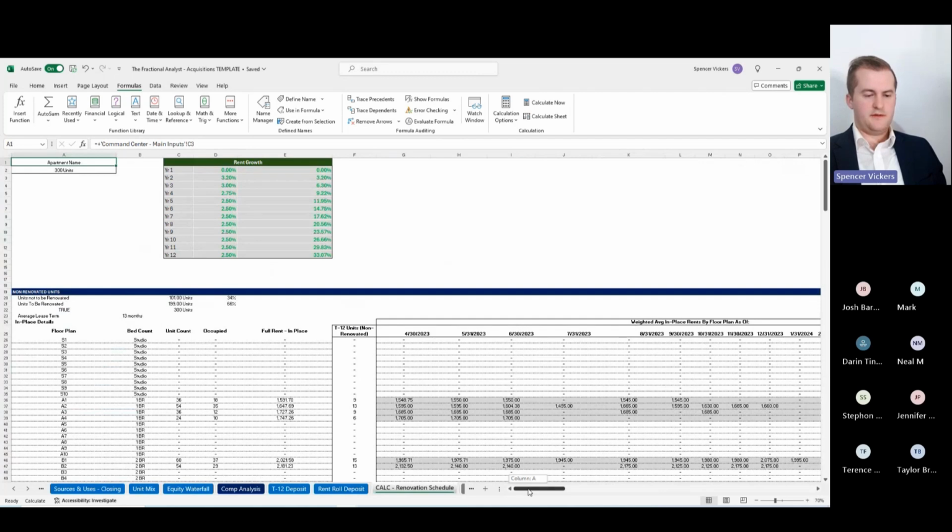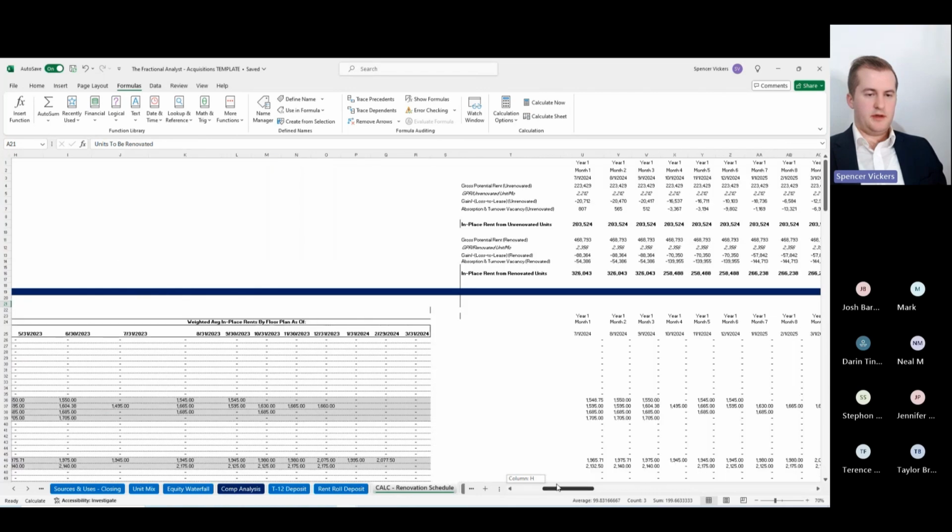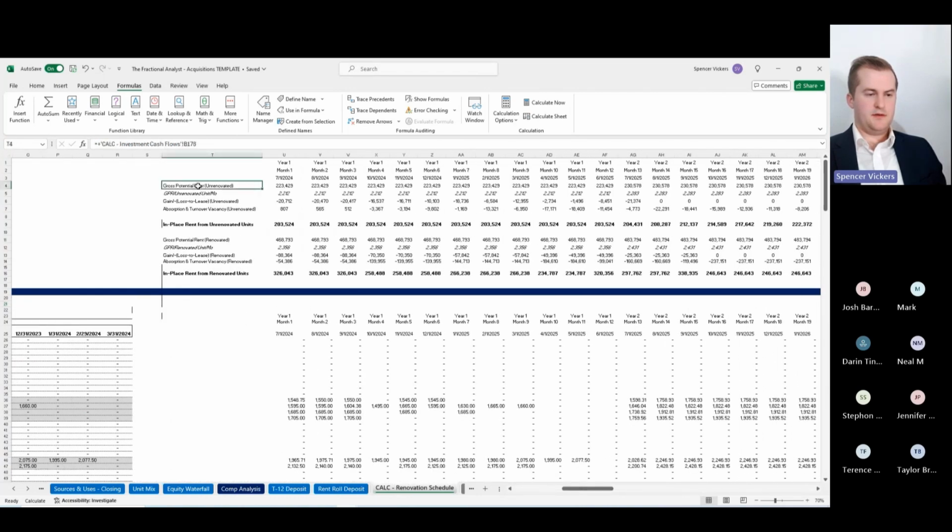So there's a lot going on this renovation schedule tab, but the basis of it is how many units are not going to be renovated based on what you specified on that other tab, and how many units are going to be renovated. Of that, all of this synthesizes into those same labels that we saw over on the Calc Investment Cash Flow tab. So it's your in-place rent from unrenovated units and in-place rent from renovated units. This is in-place meaning like rent that's actually achieved going forward, not historical stuff.